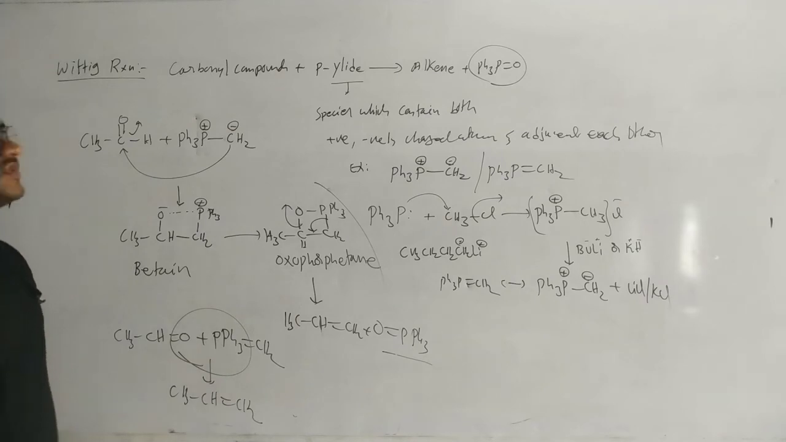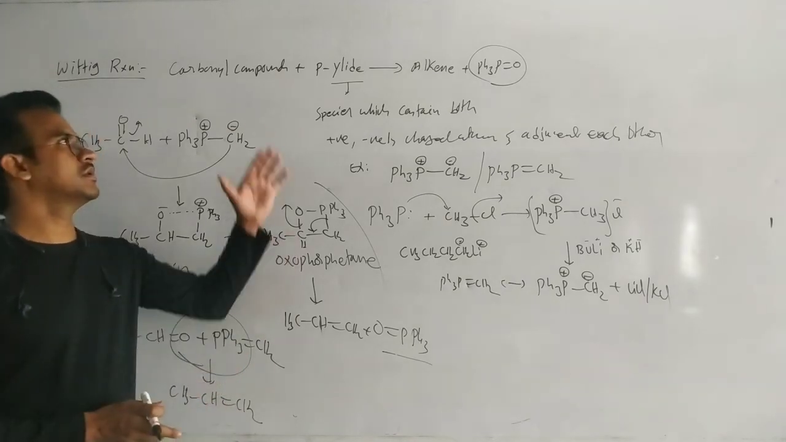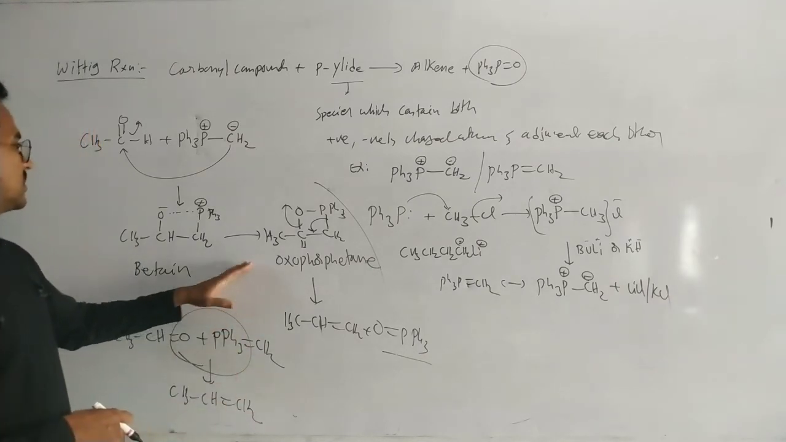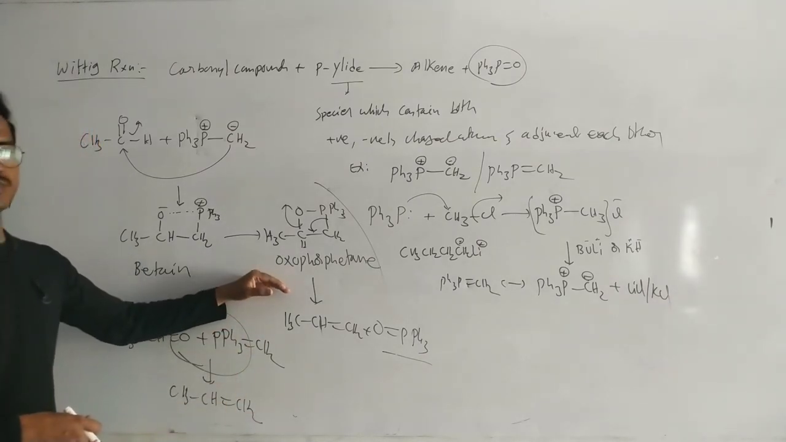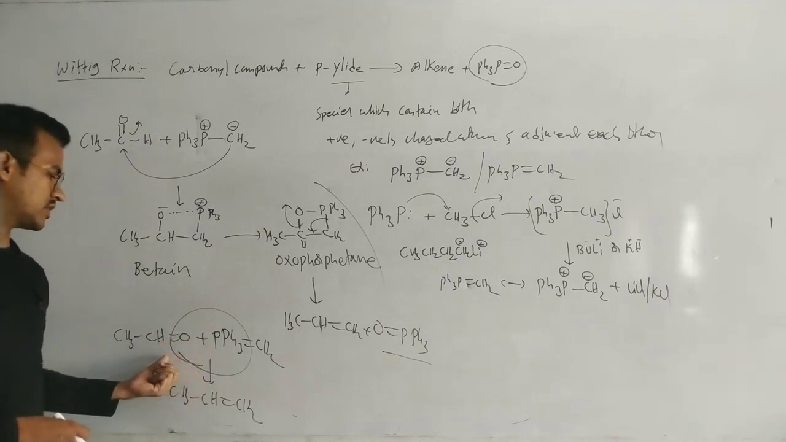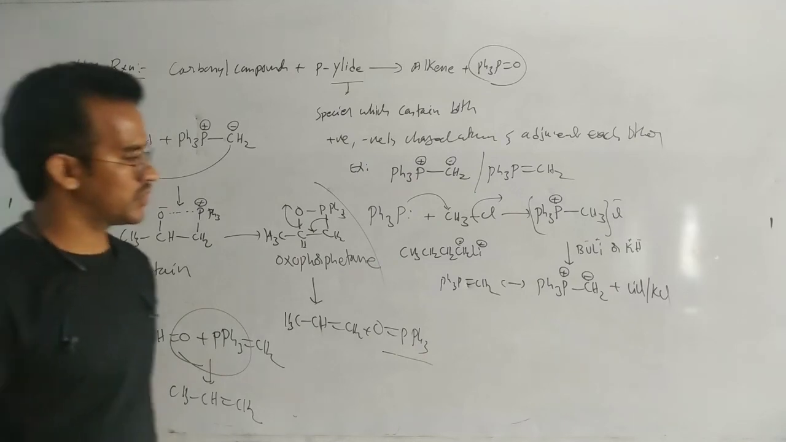That is the Wittig reaction. Reaction between the carbonyl compound and phosphorus ylide, you will get the alkenes. Very simple reaction. First of all betaine and next oxophosphetane, the reaction mechanism is not necessary. We can just write the product directly. Carbonyl compound and this phosphorus ylide, just combination.